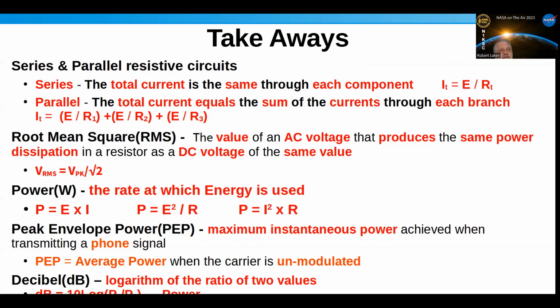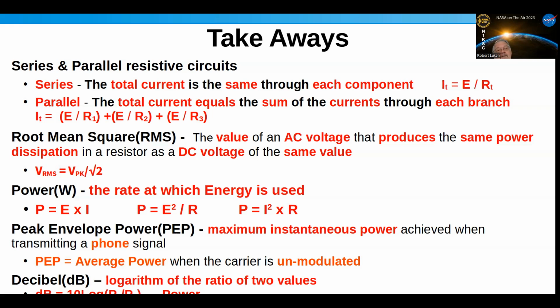Power is the rate at which energy is expended. So it's either the product of the voltage times the current, or the voltage squared divided by the resistance, or the current squared times the resistance. So you need to remember all three of those, because all three versions are questions on the test, but you'll only get one of them. You just don't know which one.